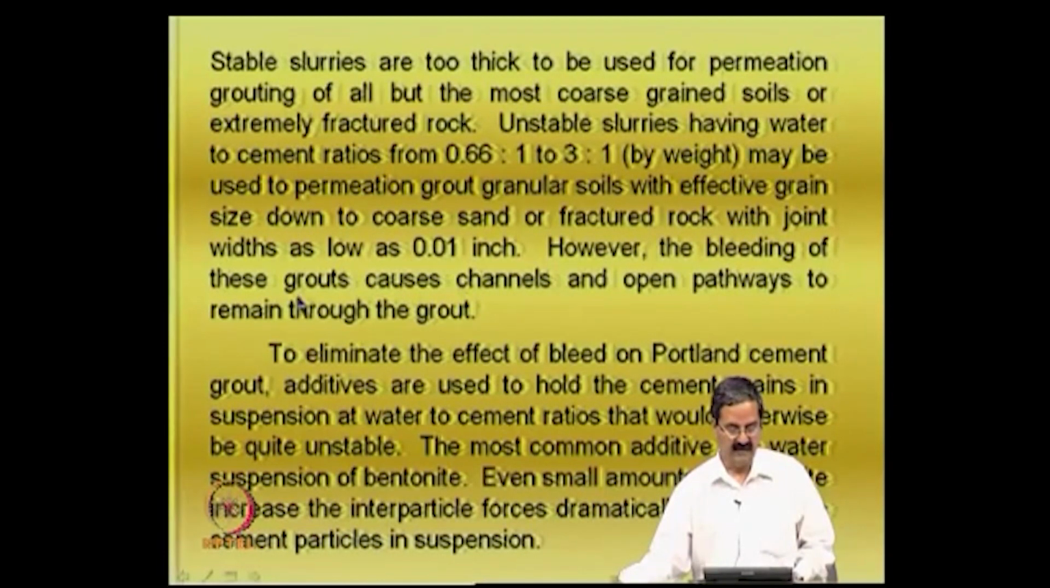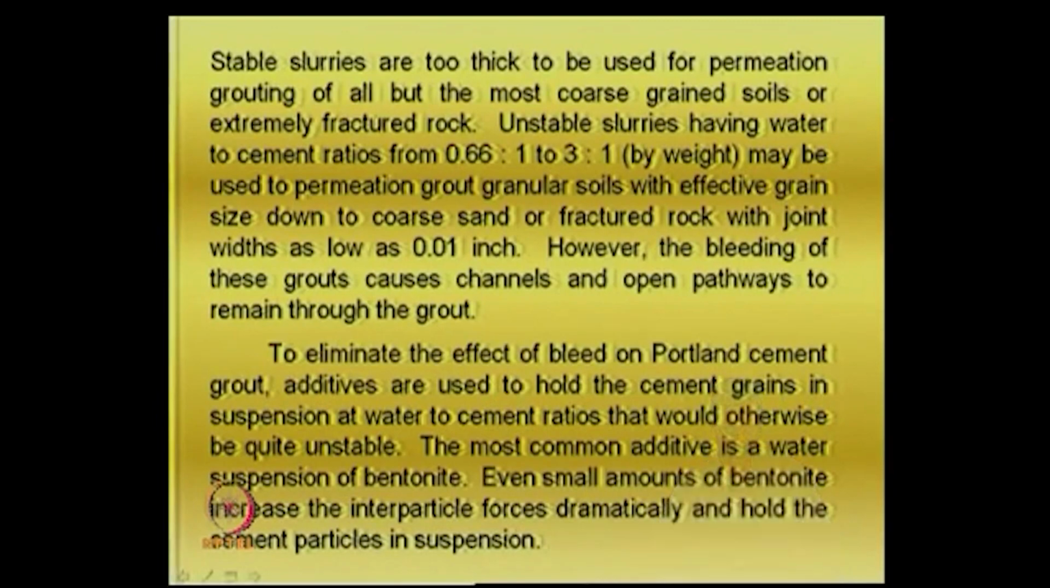The bleeding of these grouts causes channels and open pathways to remain throughout the grout. To eliminate the effect of bleeding on the Portland cement grout, additives are used to hold the cement grains in suspension at water to cement ratios that would otherwise be quite unstable. So, we also add some sort of additive, and the most common additive is the water suspension of bentonite. As I just mentioned, we have seen that the bentonite helps a great deal.